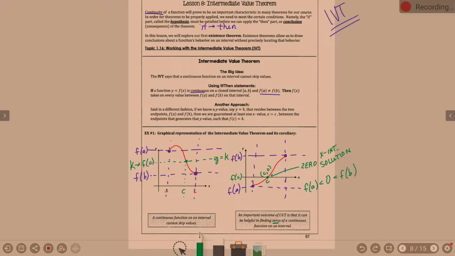Over here real quick, we talked about A is less than C is less than B. And on this graph, f of B was less than f of C, which was less than f of A. And again, this is just saying a continuous function on an interval cannot skip values. So every y value exists in that interval.